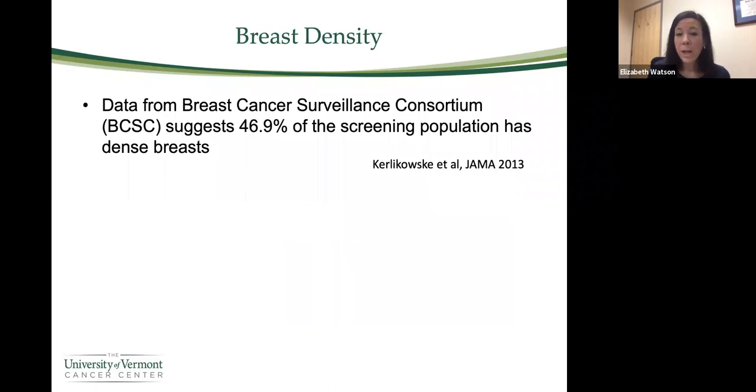So we know that having dense breast tissue is unbelievably common. This study was put out in 2013, which shows data from the Breast Cancer Surveillance Consortium, suggesting that in the screening population of women who have dense breast tissue, it's about 46.9% of those that are screened. So almost 50% of American women getting screening mammograms will have dense breast tissue. This is a very, very pervasive issue that 1 out of every 2 women has to face. So it's very, very common.